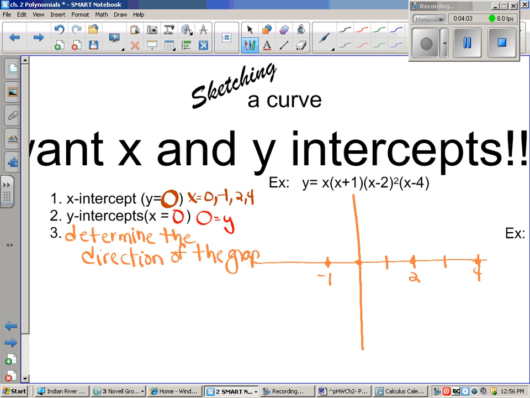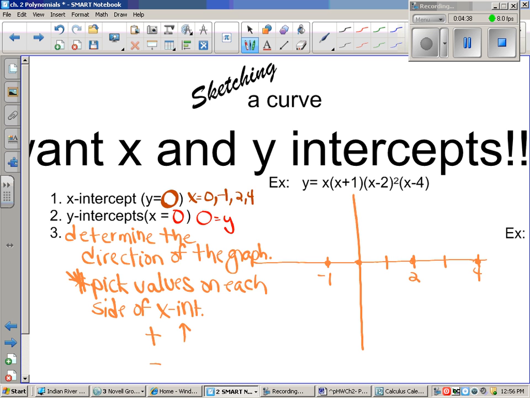Now you might think, how do I do that? Well, to determine the direction of the graph, what you're basically going to do is pick values on each side of your x-intercepts. Then look to see if it's a positive or negative value. We don't even care what the actual quantity is. All we care about is if it's positive or negative. If it's positive, then the graph must go up. If it's negative, then the graph must go down. All right, well, it doesn't really make a lot of sense until we start doing it with this example.